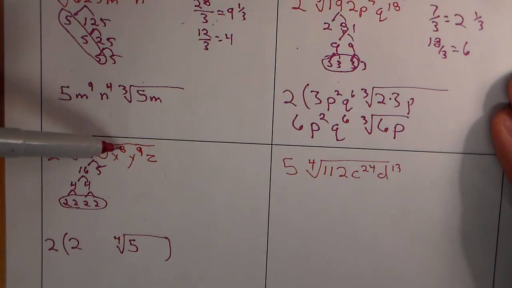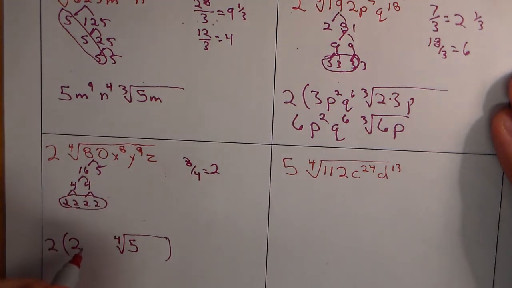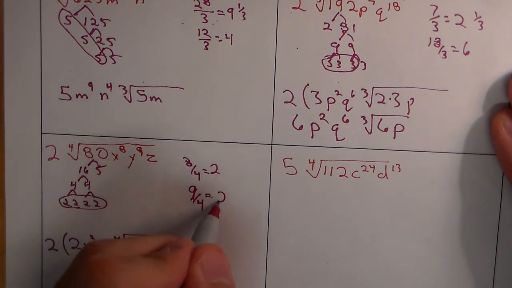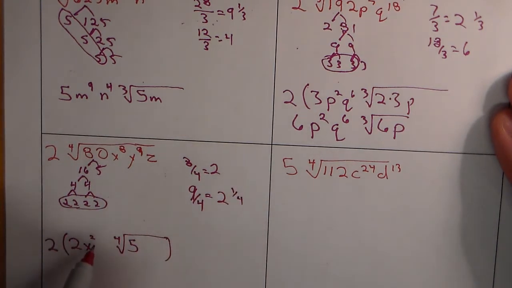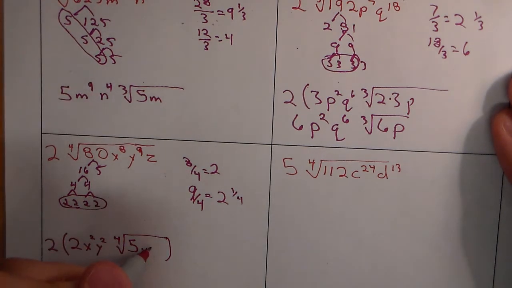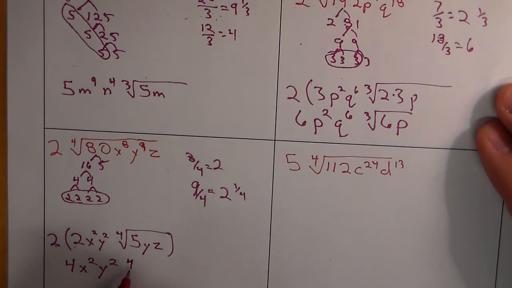X to the 8th, so I have 8 divided by 4 is 2 and it's even, so I'm going to take x squared out. Y to the 9th, 9 divided by 4 is 2 and 1/4. So 2 sets come out, 1 set stays inside. Then I got z. There's only one z, I need a set of 4, so that's going to stay there. We put it together, 2 times 2 is 4, x squared, y squared, 4th root of 5yz.